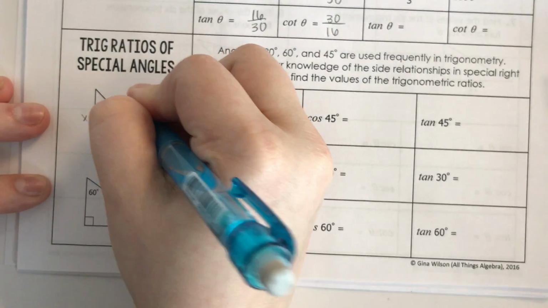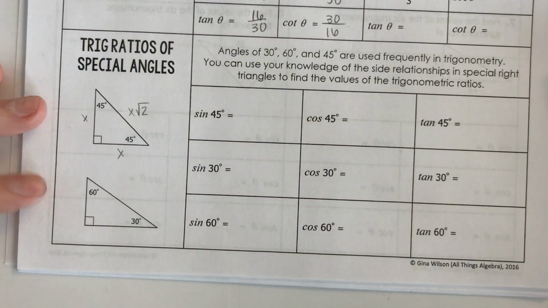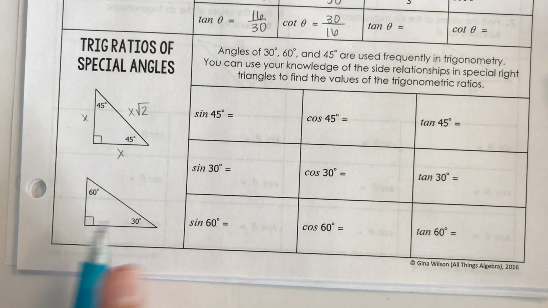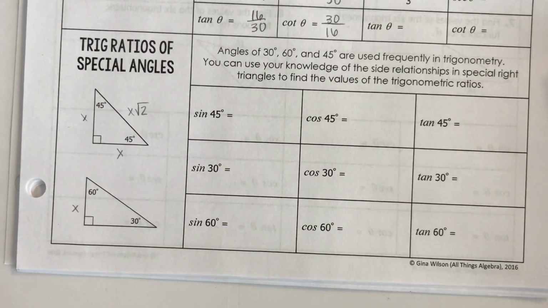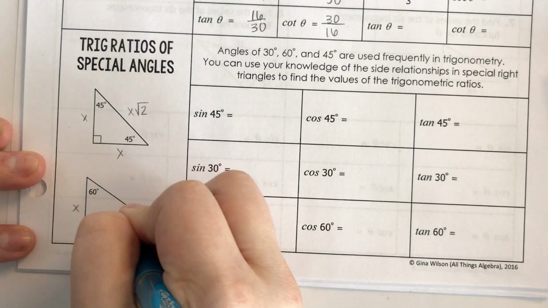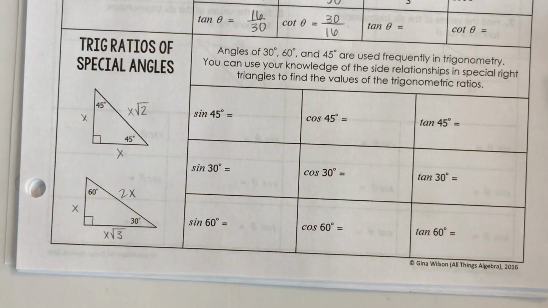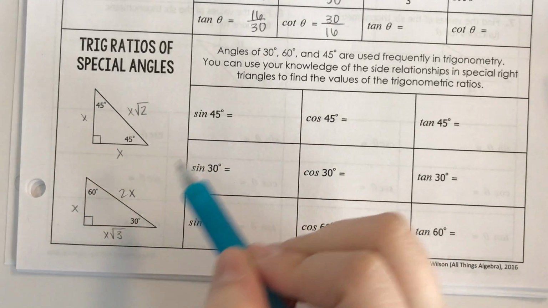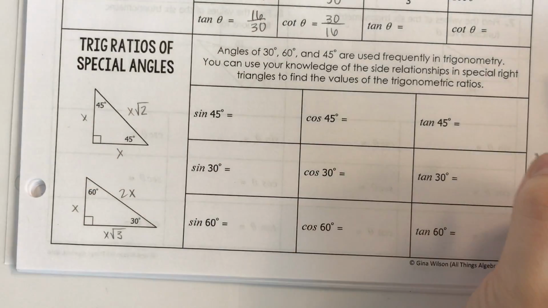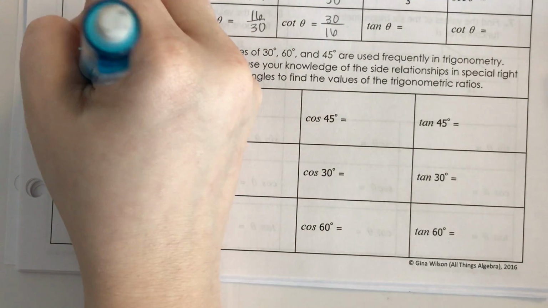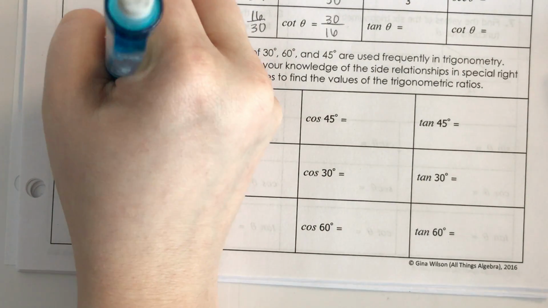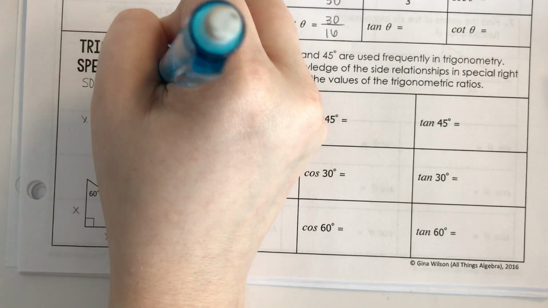So this is x, x, x radical 2. The short side on the 30, 60, 90 is x. The long side is x radical 3. And the hypotenuse is 2x. Let's use these facts to find these relationships. Again, we're going to need SOHCAHTOA, so you can write it down or look above where we wrote it down before, twice.